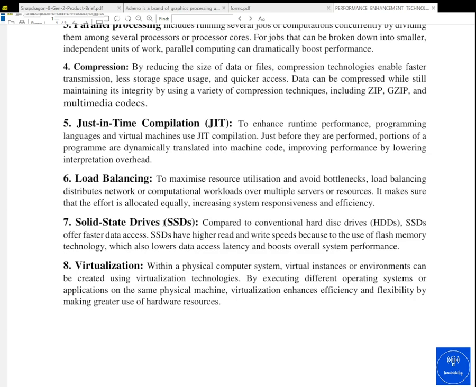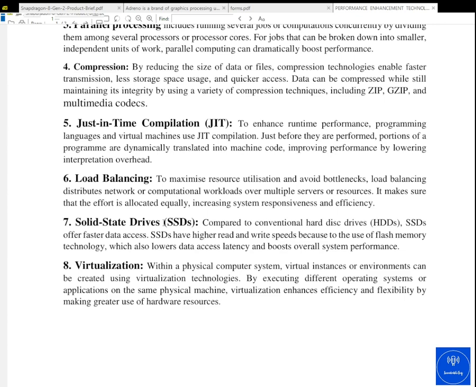So we have what we call load balancing. Now, to maximize resource utilization and avoid bottlenecks, load balancing is used. Now, load balancing distributes network or computation workloads over multiple servers or resources.